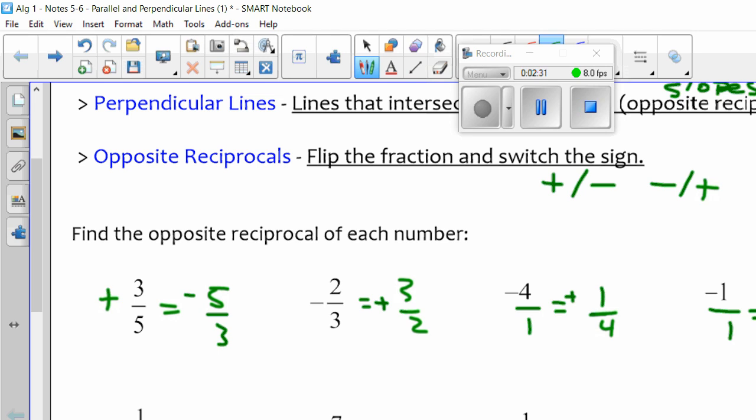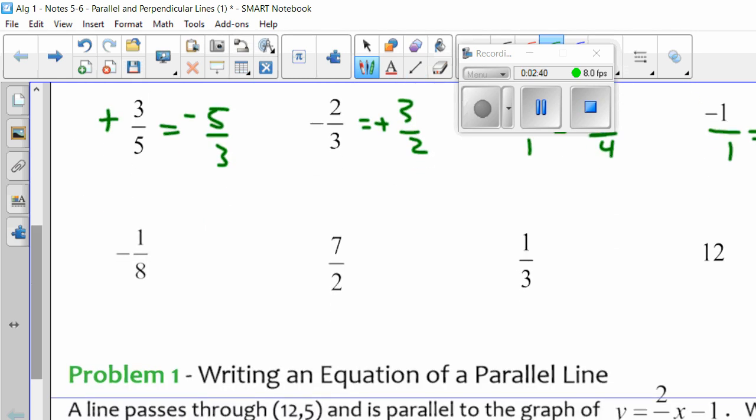Shouldn't really be hard. Opposite means I change the sign. Reciprocal means I flip it. It shouldn't be too difficult to do. It's just, when we get to writing equations, we're going to have to do this with a slope that we might have. Okay.